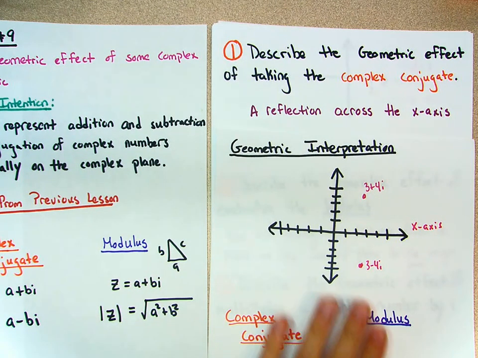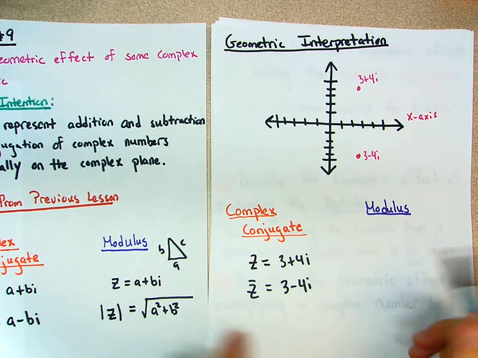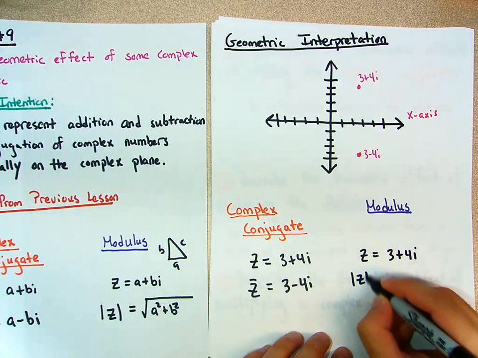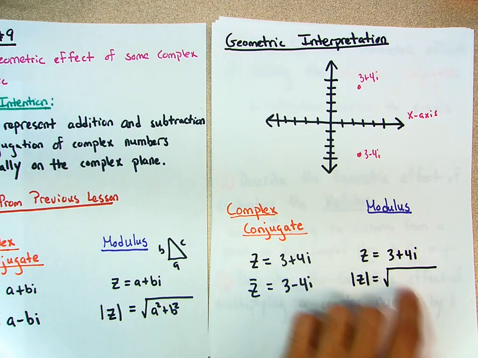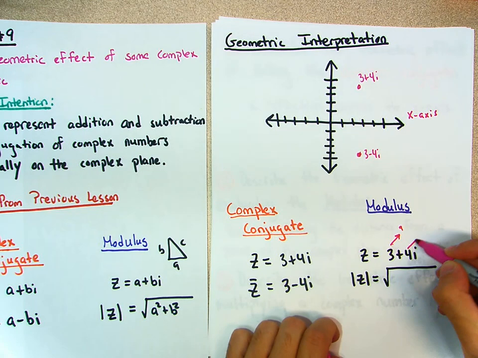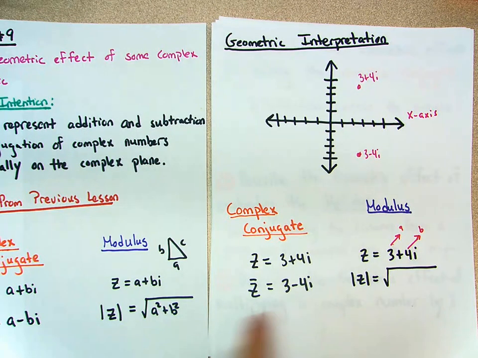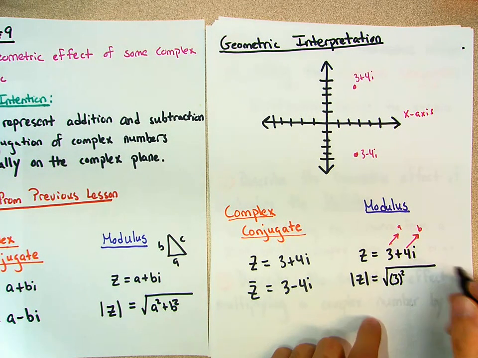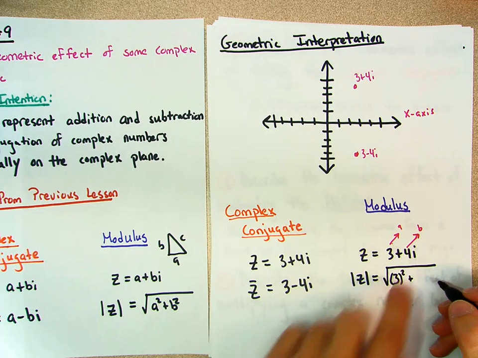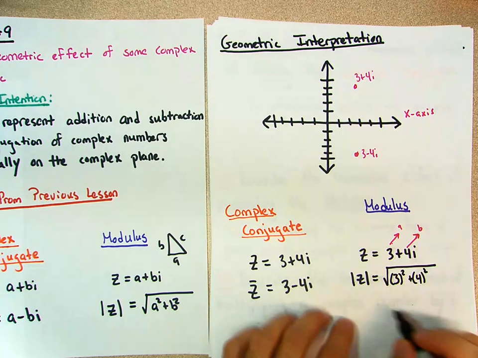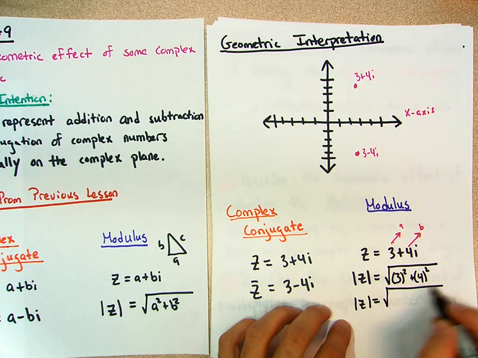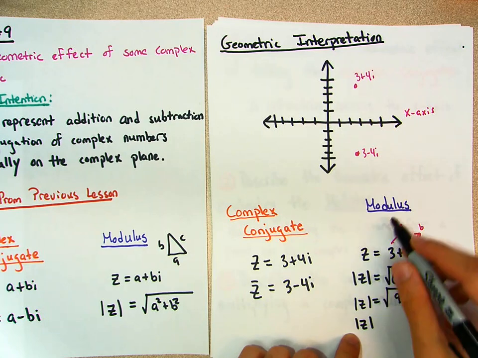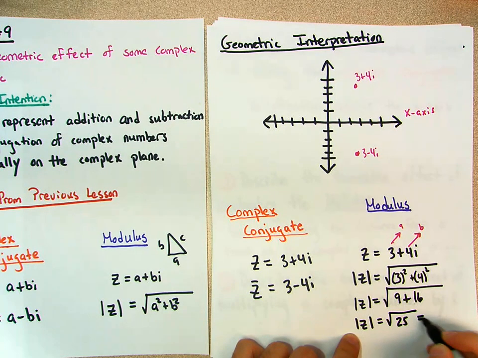If I wanted to take the modulus, let's see here, if I have z equal to 3 plus 4i, and I take the modulus of z, this is equal to the square root of, remember, this is my a, this is my b, right? So I'm just taking a squared, so it's 3 squared, and always put parentheses, plus b squared, so that's 4 squared. Well, 3 squared is 9, plus 16, so the modulus of z is square root of 25, and that's equal to 5.